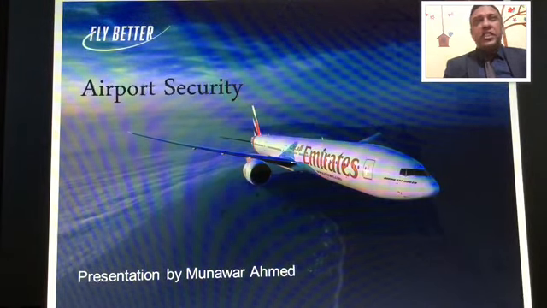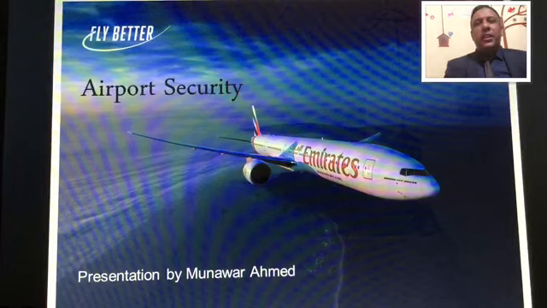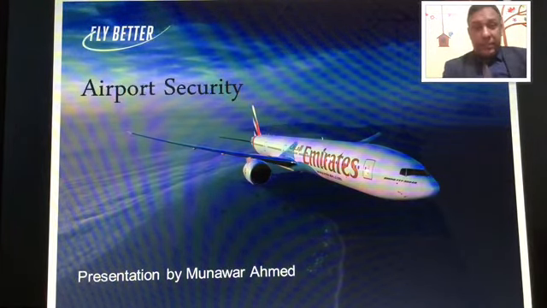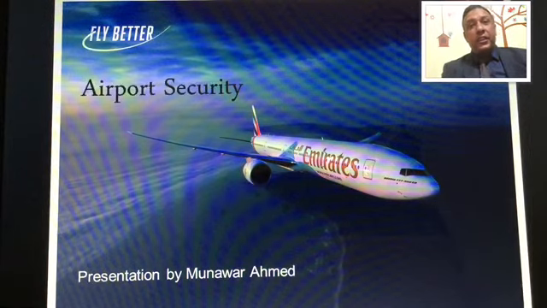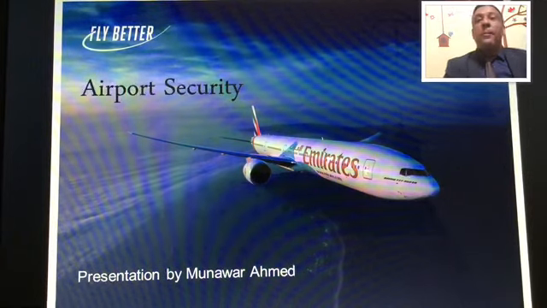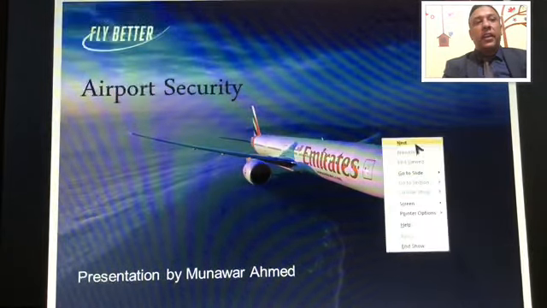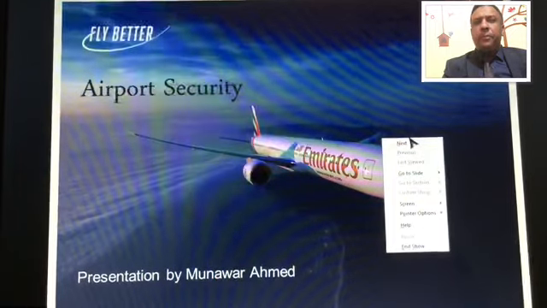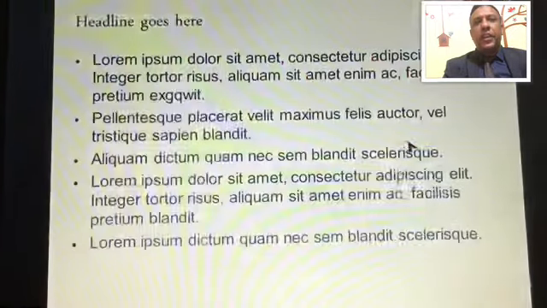The first is safety of the passengers. They have to think about the safety of the passengers first, and the safety of other people like your colleagues, your friends, relatives, and also the safety of the aircraft, the property, and the staff who are working in an airport is also an important thing. We'll be discussing airport security in this slide.